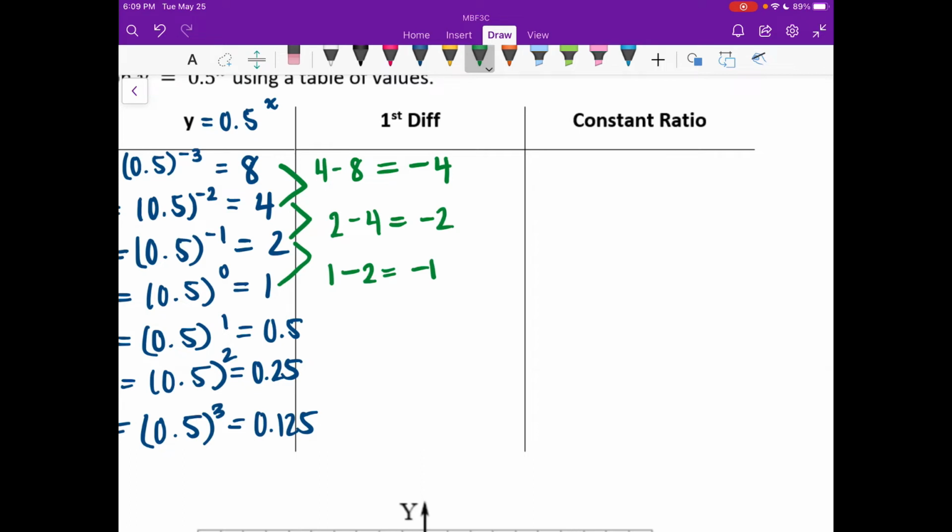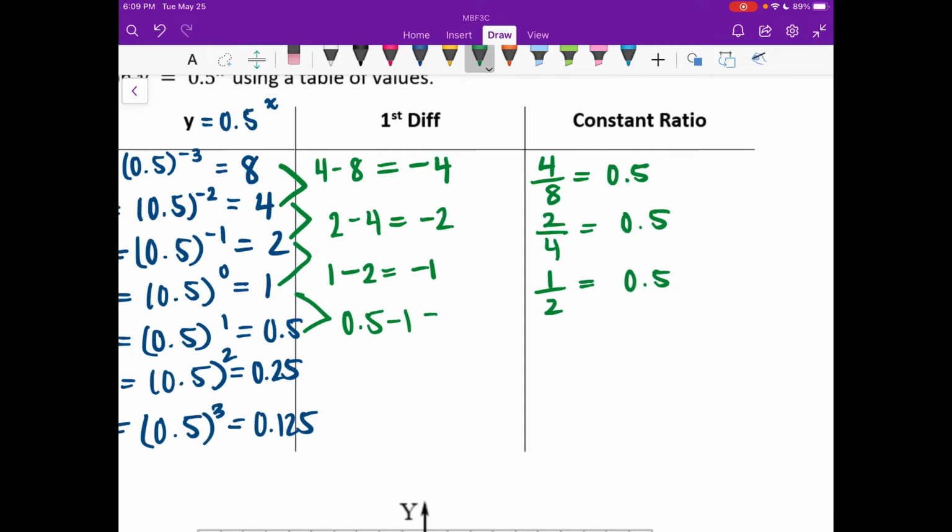So if I'm doing 4 minus 8, instead it's going to be 4 over 8, which is going to give me 0.5. 2 minus 4, so I'm going to do 2 over 4, which is going to give me 0.5. And then I'm going to do 1 minus 2, which is negative 1, and 1 over 2, also 0.5. 0.5 minus 1 is negative 0.5, and 0.5 divided by 1 is also 0.5. 0.25 minus 0.5 equals negative 0.25.